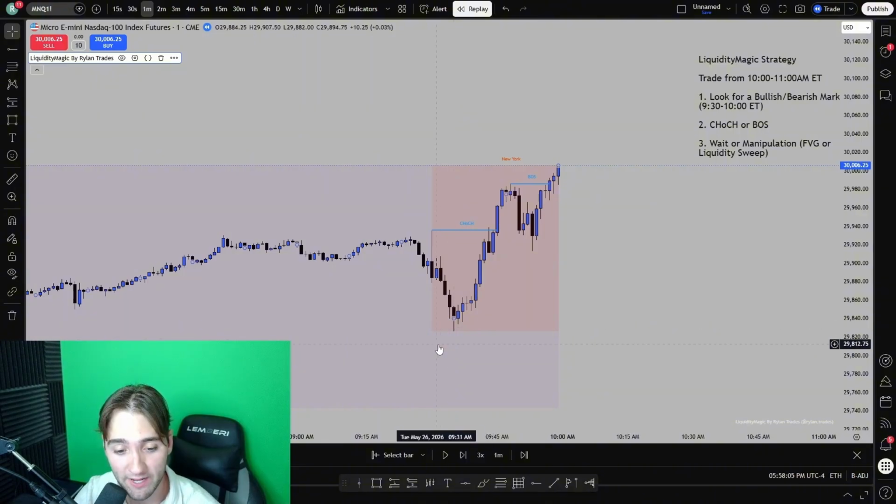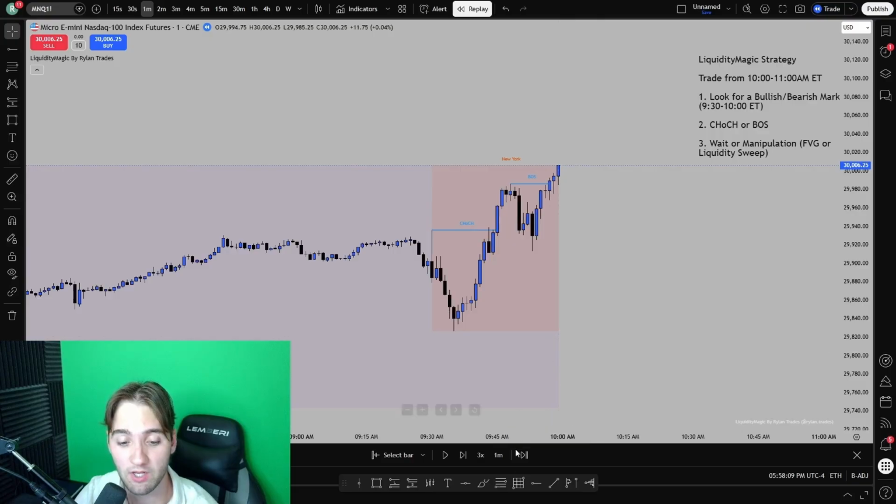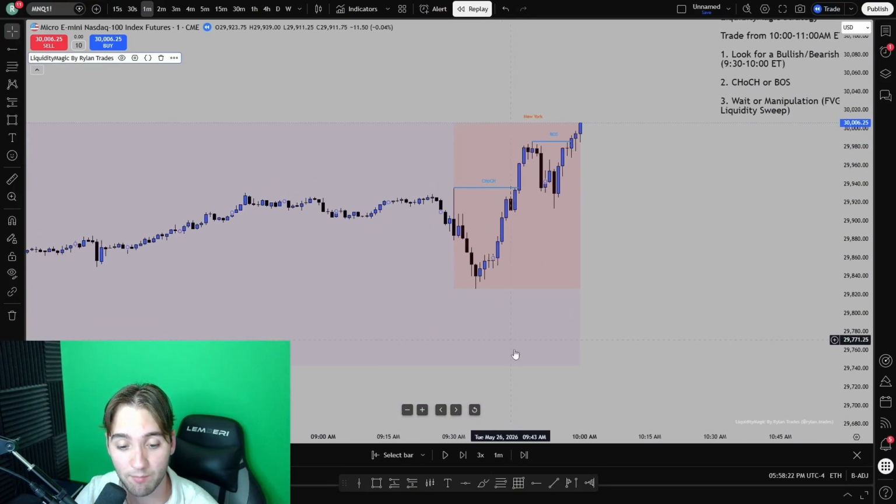So the 9:30 a.m. open was right here. As you guys can see, the indicator automatically marks out the session. We could go ahead and see right here at 9:30, we came down, must have manipulated to the lower side, and then continued up. So from 9:30 to 10 o'clock, what did price do? It ended up going up.